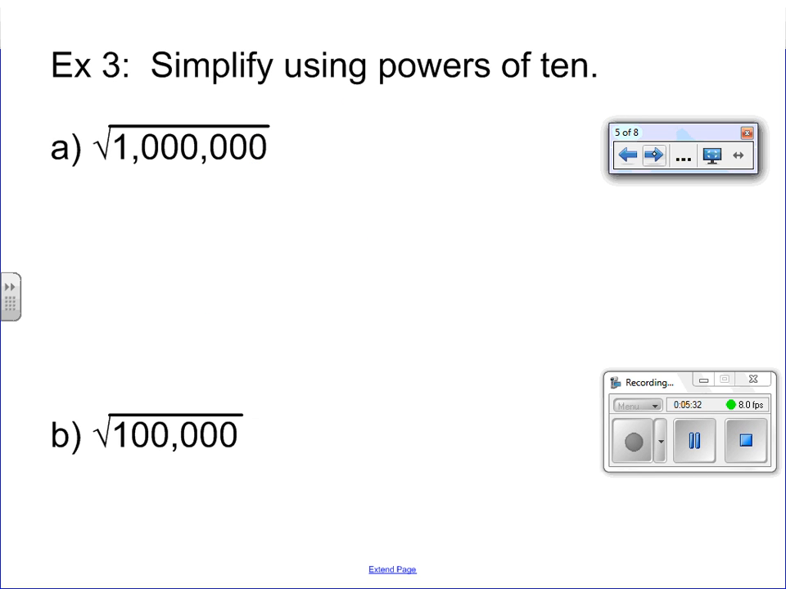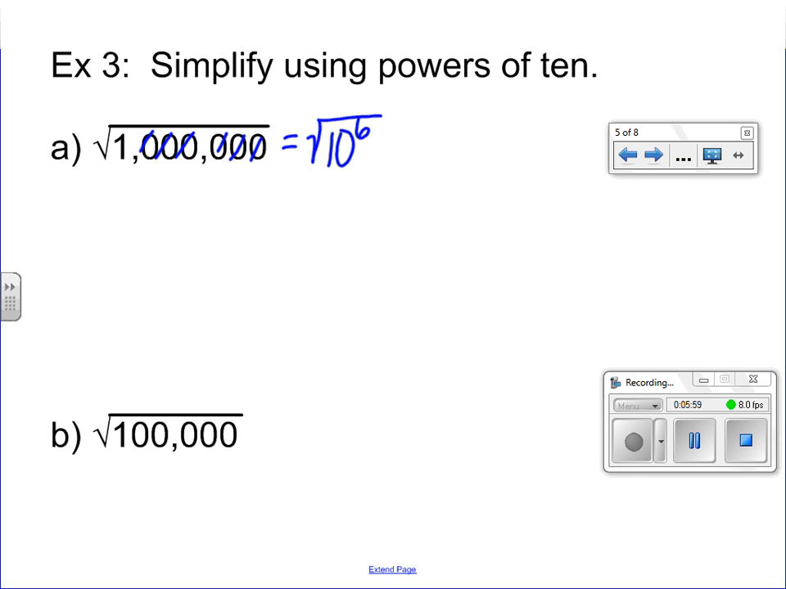It wants us to simplify using powers of 10. All right, so whenever we do this, we're going to write them with exponents instead. So you should know that anytime that we have trailing zeros like this, we can write that as each zero is a power. So I have 1, 2, 3, 4, 5, and 6. So I could write this as radical 10 to the 6th power.